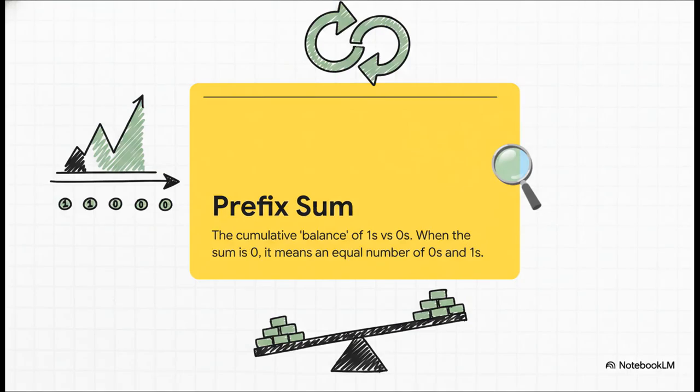Now, this running total we're keeping has a special name. It's called a prefix sum. You can think of it like the balance of the array at any given point. And this leads us to our first huge insight. If that balance starts at 0 and at some point later it comes back to 0, what does that mean? It means the entire piece of the array we just looked at is perfectly balanced.